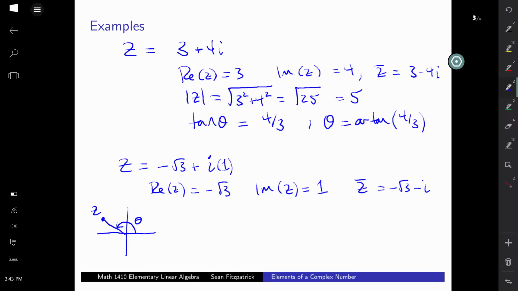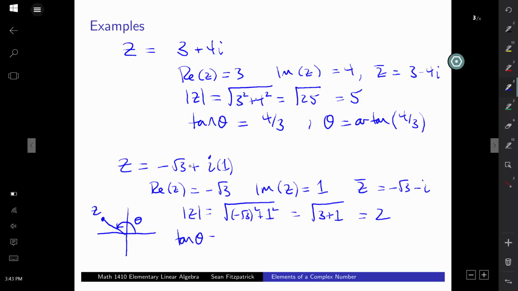What is the modulus? So the modulus of z is the square root of minus root 3 squared plus 1 squared. So that's the square root of 3 plus 1. 3 plus 1 is 4, so I get square root of 4, which gives me 2. Now, for the angle, there's a couple of ways that you could try to come up with the angle here. You could say, okay, well, I know that tan theta is equal to y over x, so it's 1 over minus root 3.